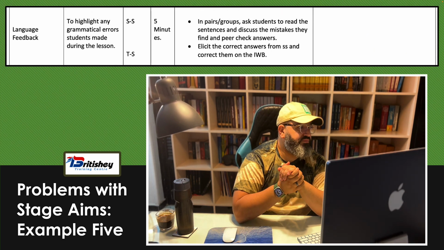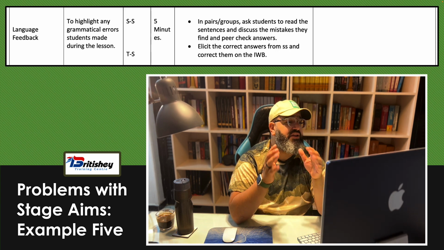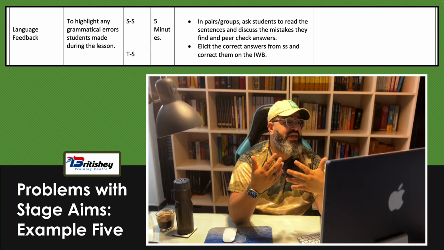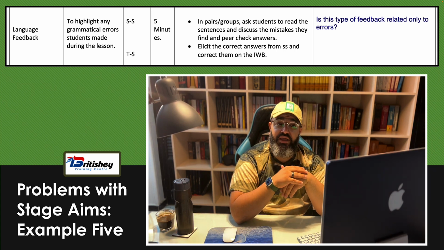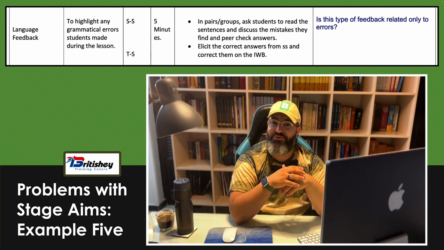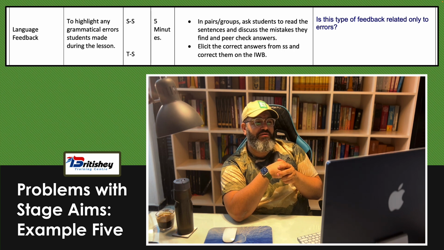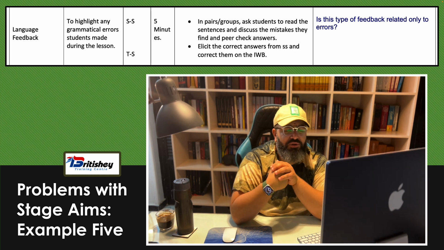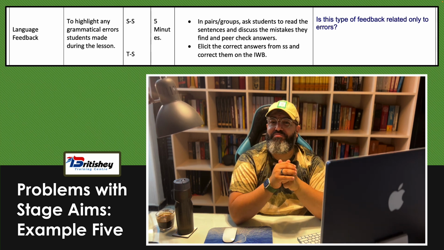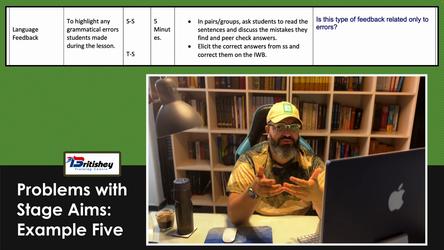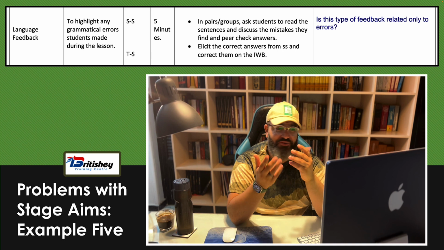Another one. Language feedback. Let's see what the candidate said. To highlight any grammatical errors students made during a lesson. That's my comment. Is this type of feedback related only to errors? Because when you put this stage aim, to highlight any grammatical errors, it means that you will not comment or praise good usage. And of course, in language feedback, we want to see both praising good usage and also error correction, this and that, right?